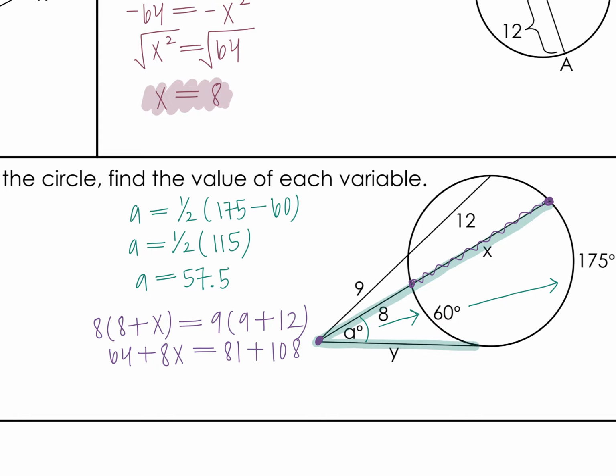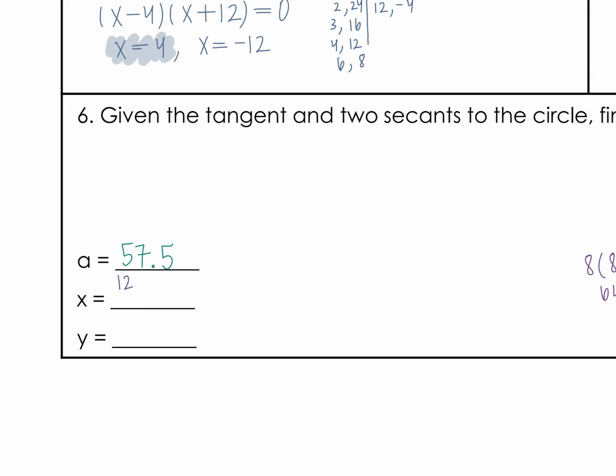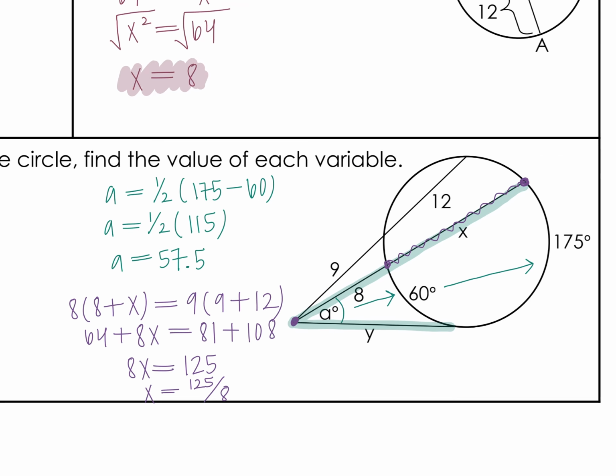When I add those together and I subtract that 64 with it, I'm going to get that my 8x is going to be equal to 125. And therefore, when I divide, I'm going to get x is equal to 125 divided by 8. All right, now let's see if we can find our y. As I mentioned, y is going to be the length of my tangent here.